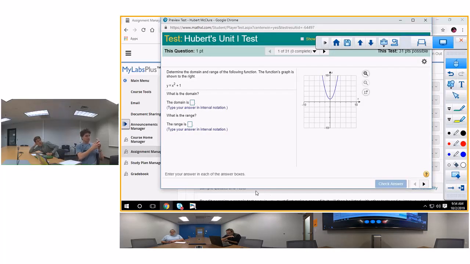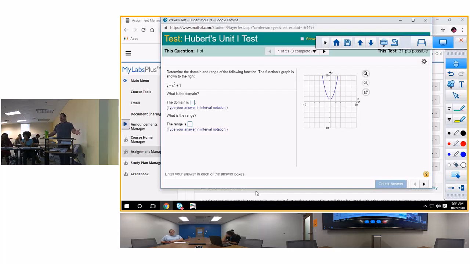Now, what are you going to say? Well, you know it's a parabola, and you know the y-intercept is what? What is the domain for all of my questions? All real numbers. And the range is from 1 to what? Infinity. Y'all see how easy this Unit 1 is?